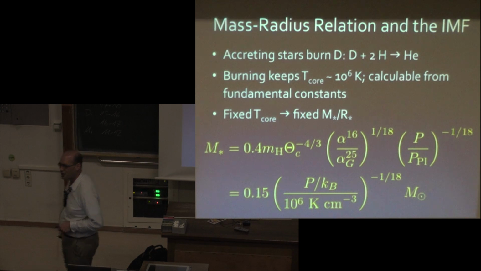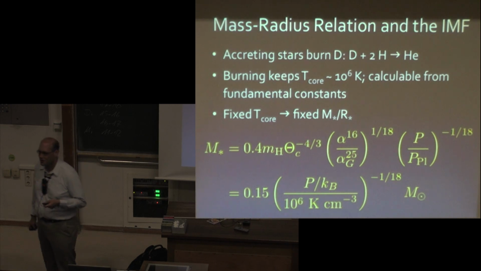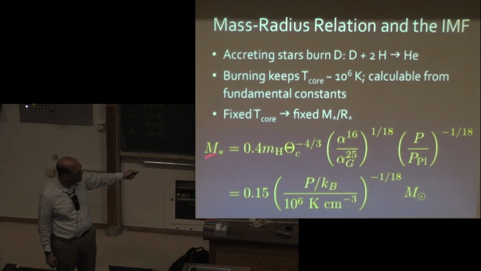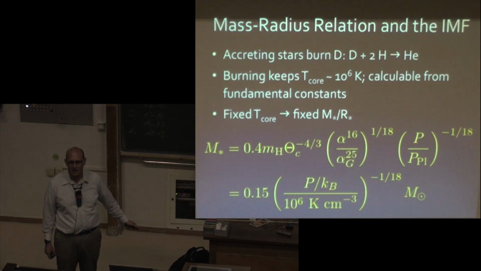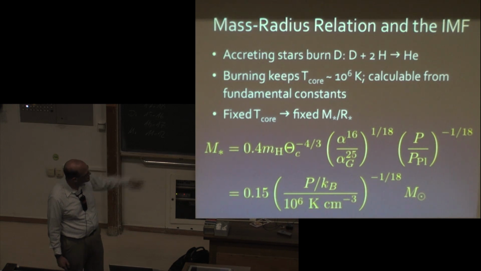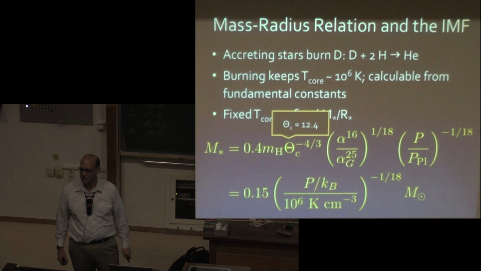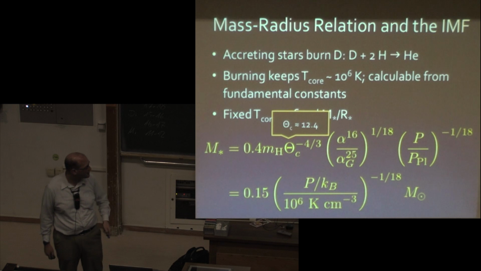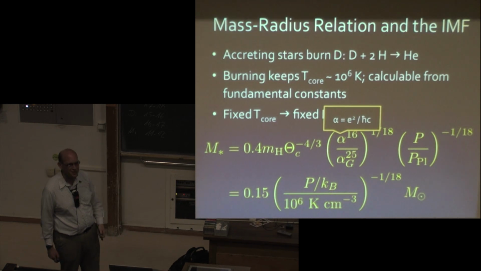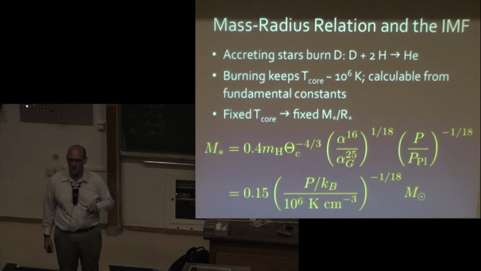You can then just plug that into the expression for the characteristic mass of the star. When you do that, you get to write down the characteristic mass of the star in terms of fundamental constants. The characteristic mass of the star is determined by the constants that go into this 10^6 Kelvin. Those are the mass of a hydrogen atom; this theta C, which is a dimensionless number. It's basically, for those interested, the energy in the core of the star in units of the Gamow energy for the D to H reaction; the fine structure constant; and the gravitational fine structure constant. It's almost entirely in terms of fundamental constants.